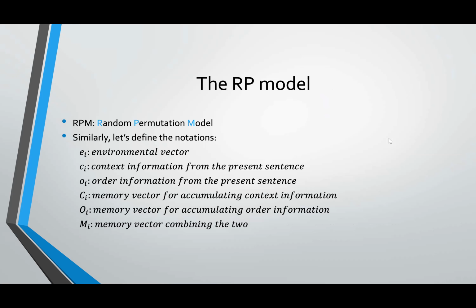Okay, now let's talk about the RPM, or the random permutation model. RPM is another SSM to encode sequential information in semantic memory. This just means that those computer models are designed to understand and remember the meanings of words like our brain does. They also pay attention to the order of words to get a better understanding of the language, which is more like how we naturally process language in our daily lives.